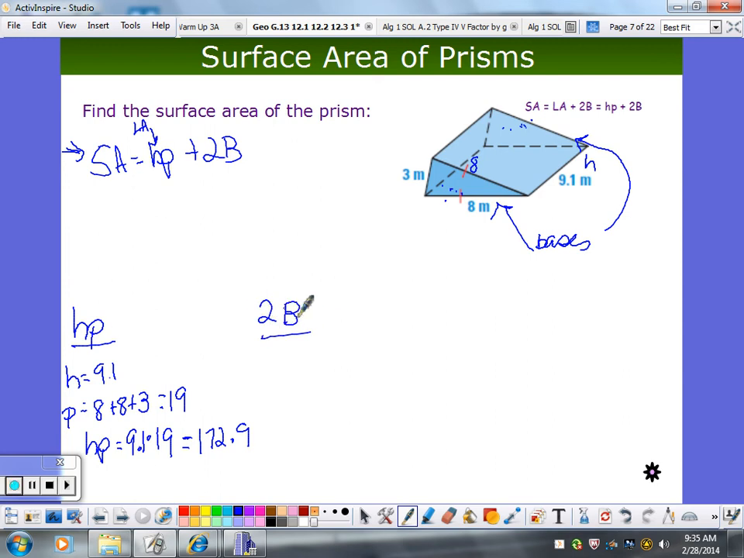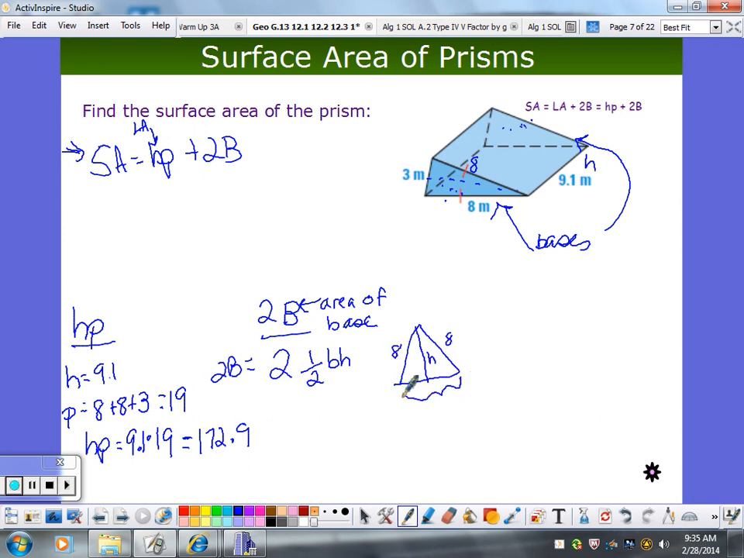Well, I know B, again, this represents area of the base. Capital B means area of the base. So 2B equals 2 times the area of the triangle. What's the area of the triangle? 1/2 small b times h. And this gets confusing because this h is not that h. It's this one. It's like I pulled it out of the triangle base, and now I'm working with this. So I'm missing this piece right here. That's what I need to find.